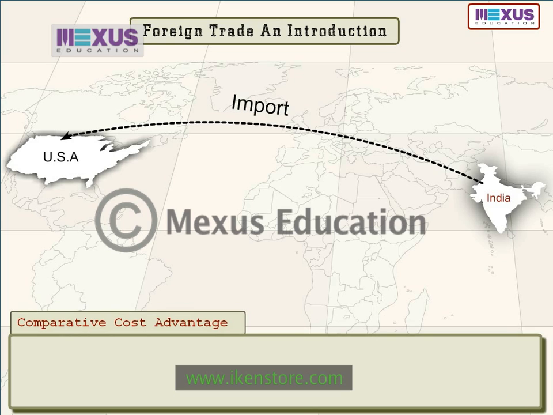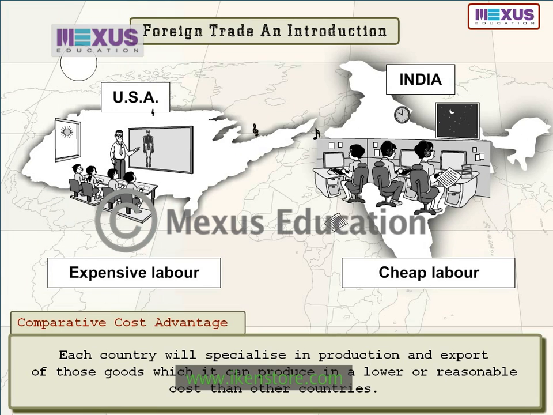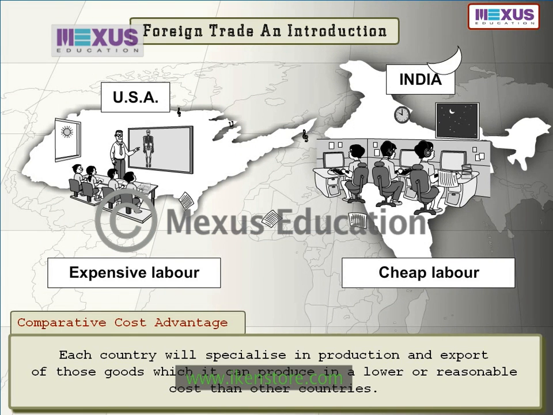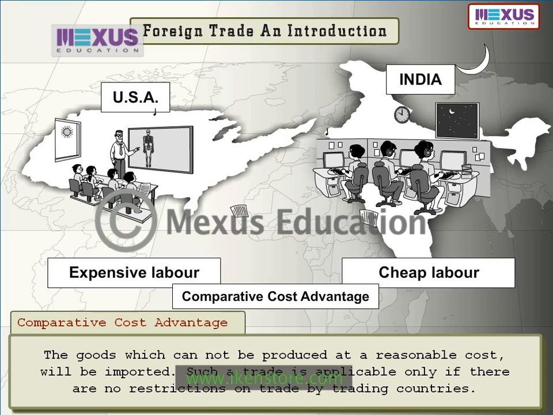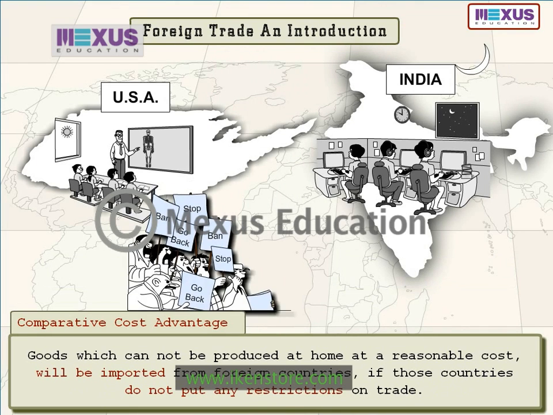Comparative cost advantage. If foreign trade could take place without any restrictions by governments, each country will specialize in production and export of those goods which it can produce at a lower or reasonable cost than other countries. This is the comparative cost advantage of the country. Goods which cannot be produced at home at a reasonable cost will be imported from foreign countries if those countries do not put any restrictions on trade.